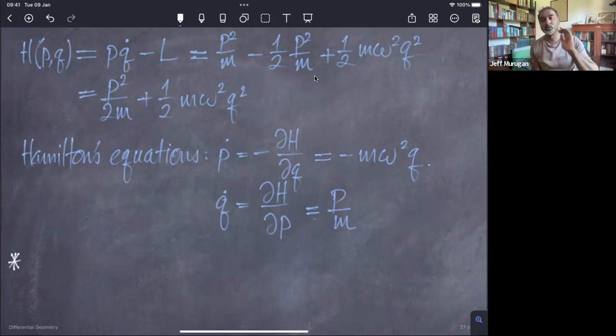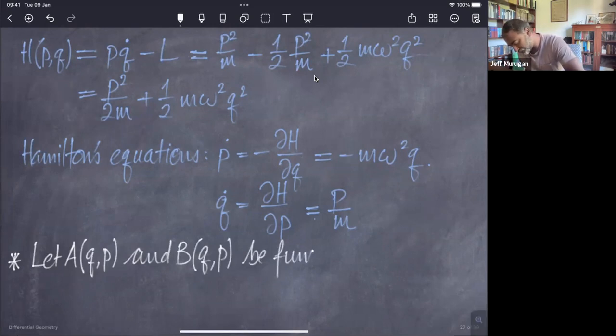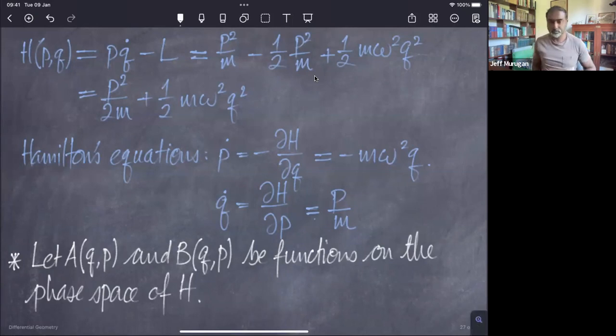So suppose I now have two functions, let's say A and B, and these are both functions on the phase space of a given Hamiltonian. So let A of q and p and B of q and p be functions on the phase space of the Hamiltonian H. Now I want to define a new object called the Poisson bracket. The Poisson bracket is defined as follows.